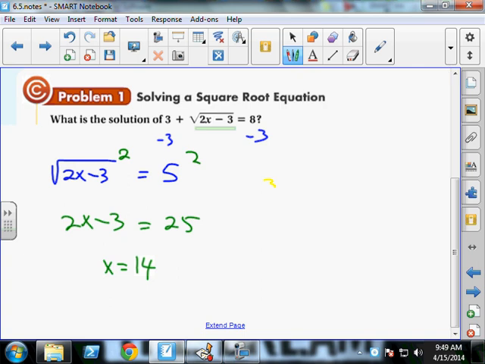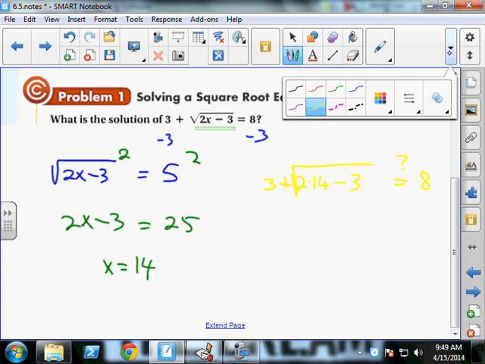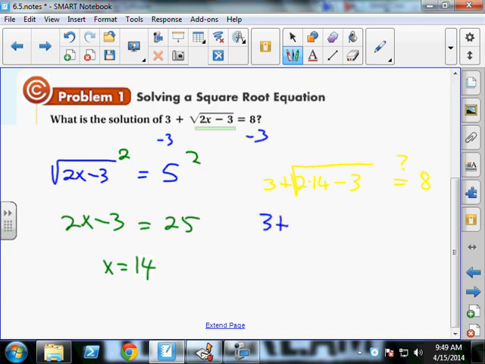So if we go back to the original problem, this yellow might not show up so well, but 3 plus the square root of 2 times 14 minus 3. Is that really equal to 8? That's what we want to know. That's 3 plus the square root of 28 minus 3 is 25. Is that really equal to 8? So we have 3 plus 5. Is that equal to 8? Sure it is. Okay, so 14 is our solution to this particular problem.